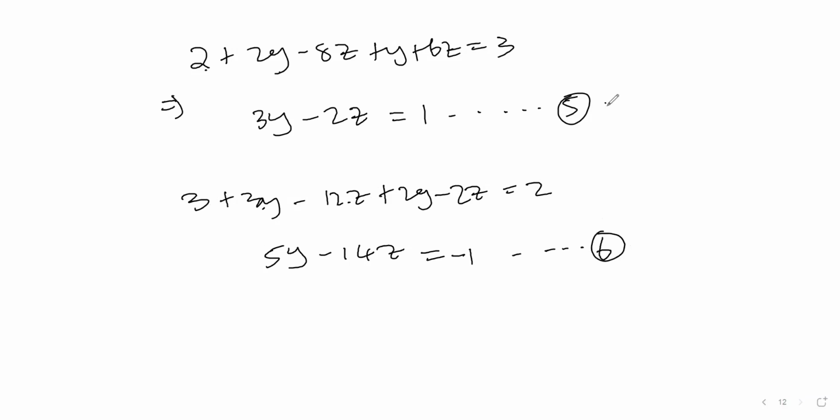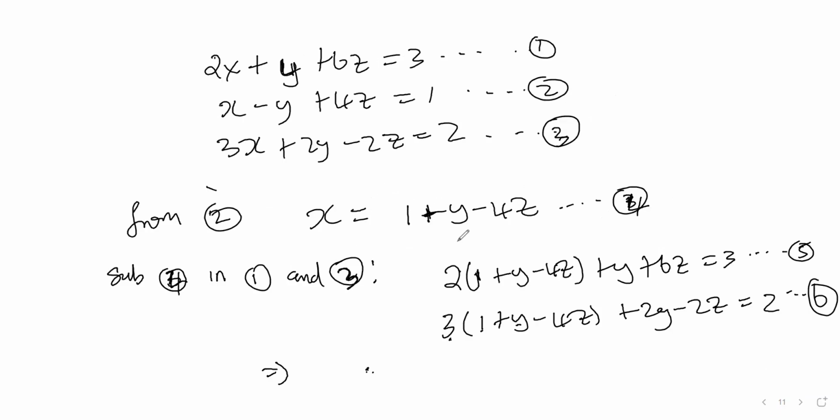Okay, so equations 5 and 6 are now 2 simultaneous equations in 2 unknowns, which is easy to solve for y and z. Once you solve for y and z in equations 5 and 6, substitute them here, add up everything and get a value for x. That's how 3-dimensional equations are solved.